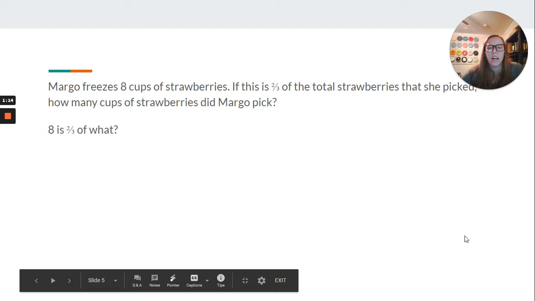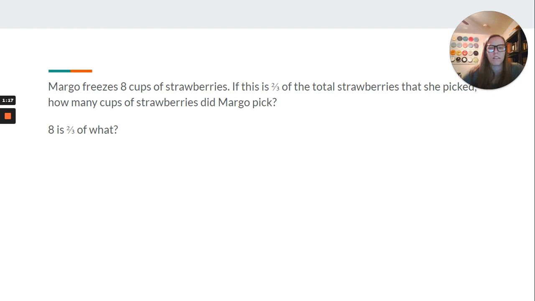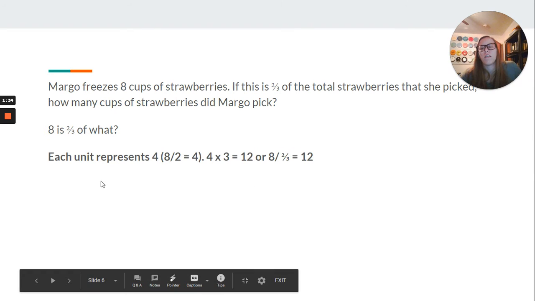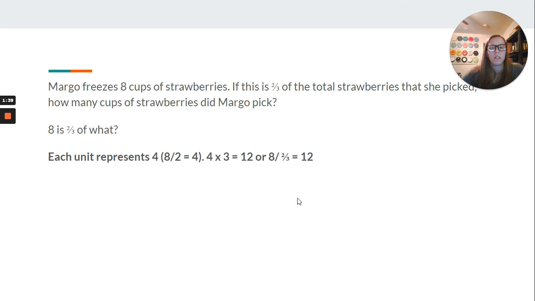Next, we looked at finding the whole based on a part that we knew. So we looked at Margot, who froze 8 cups of strawberries, and that's 2/3 of the total that she picked. So how many did she pick? 8 is 2/3 of what? So we broke it down, and each unit represents 4, because 8 divided by 2 is 4. So I take 4 times 3 is 12, or 8 divided by 2/3. So kind of like the flip of what we just talked about.